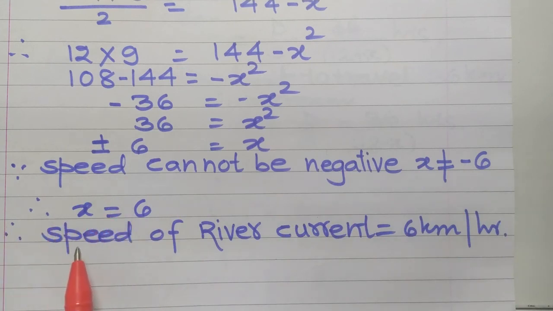Finally, therefore, x, which is the speed of the river current, is equal to 6, but it should be in kilometers per hour.